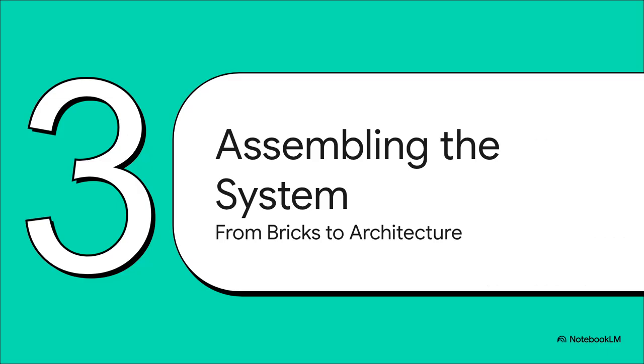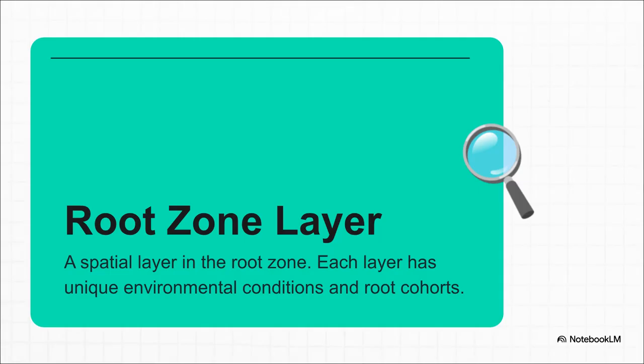Okay, so we've got our bricks, our root cohorts. Now it's time for the fun part, putting them all together. We're moving from just having the pieces to building a whole complex architecture that actually looks and acts like a real root system. To do that, the model slices the world up into these root zone layers. Just picture taking the pot the plant is in and cutting it into a stack of horizontal discs. Each disc, each layer, has its own environment, its own temperature, its own oxygen, its own food, and the model knows which root cohorts are growing inside each one. This spatial organization is so important.